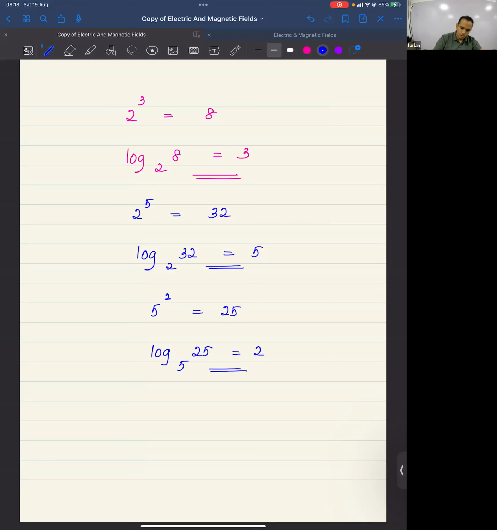So what if I tell you a to the power b equals c? How can we put this in the log form? Log c to the base a equals b. Those who are not doing math, can you quickly take it down?